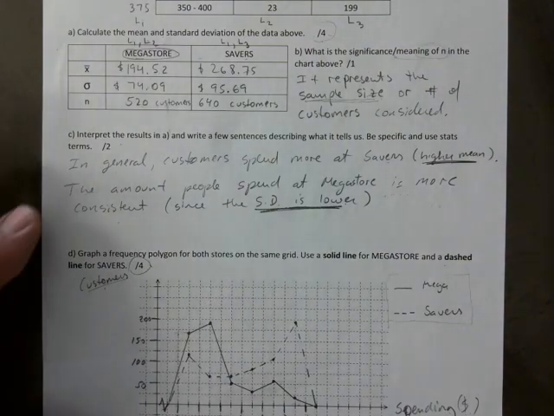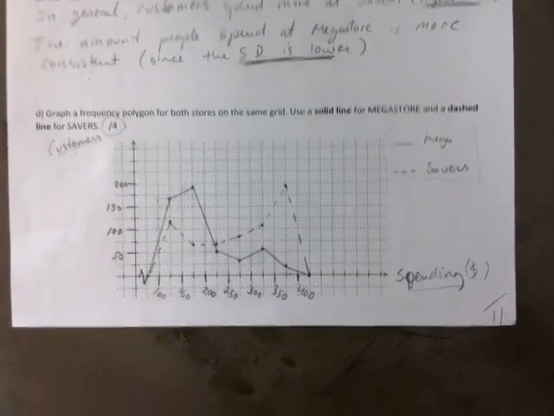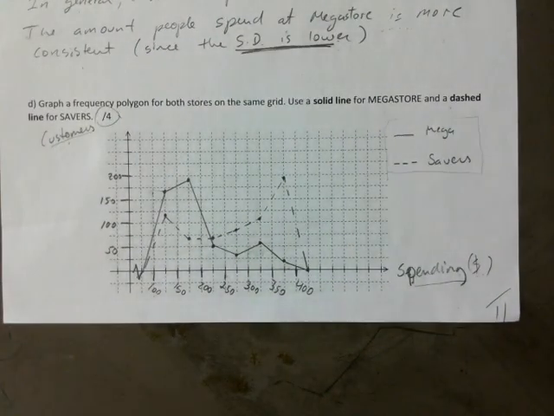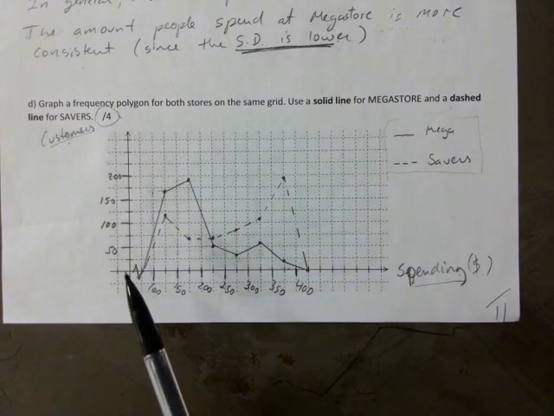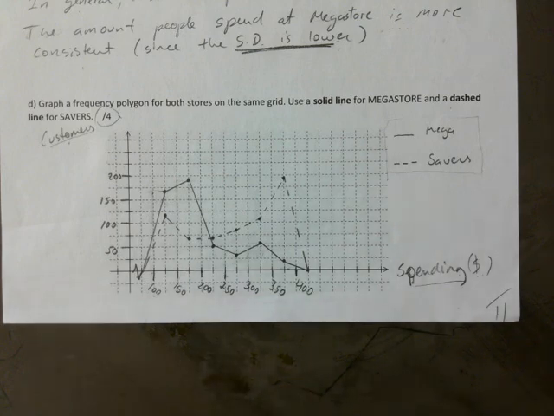Okay. Next, we have graphing the frequency polygon. Graphing the frequency polygon, and I thought it was fair to do a 2-on-1 graph because they both have the same width, right? They both have the same width.